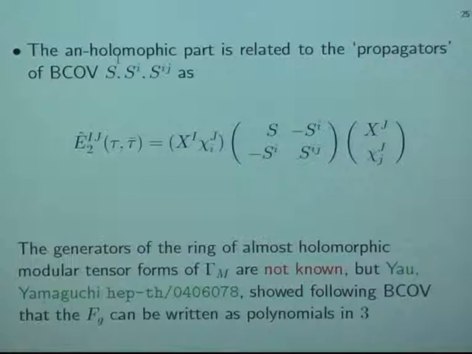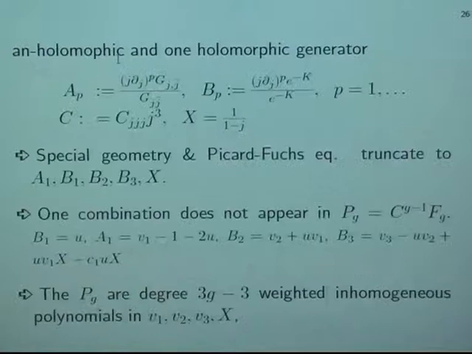Now, the point is, of course, that the generators of this ring of almost holomorphic tensors of Gamma, a subgroup of Sp(2h^{2,1},Z), are not known. But there is an important paper of Yao and Yamaguchi which shows that at least the ones that you need to write down the F_g are known. They observe that you have a finite number of generators.